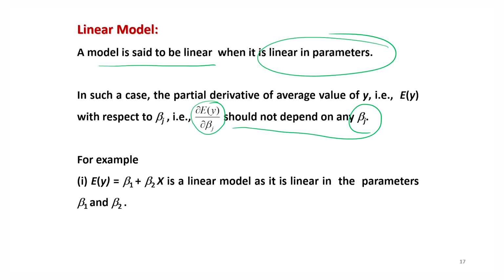For example, take the model: expected value of y is equal to beta 1 plus beta 2 x. It is a linear model because it is linear in parameters beta 1 and beta 2. I mean, the power of beta 1 and beta 2 here is 1. So if you partially differentiate the expected value of y with respect to beta 2, the result is simply x, which is independent of beta 1 and beta 2.